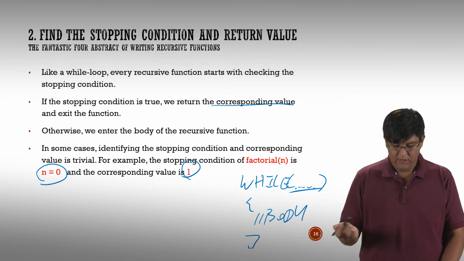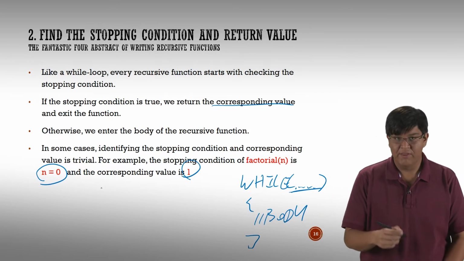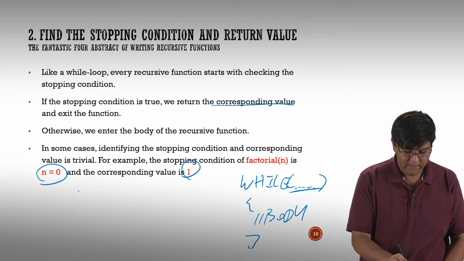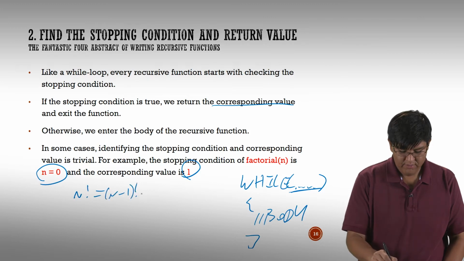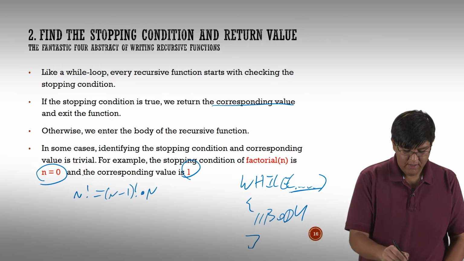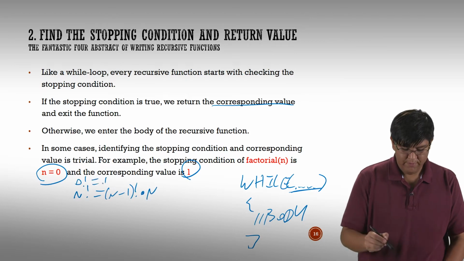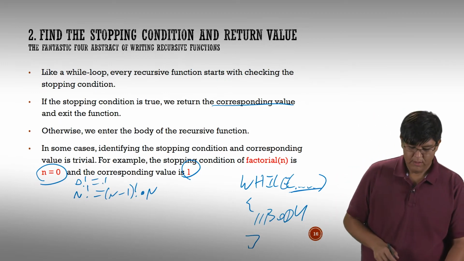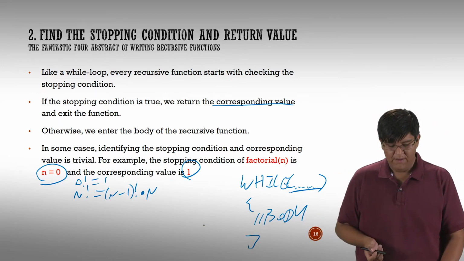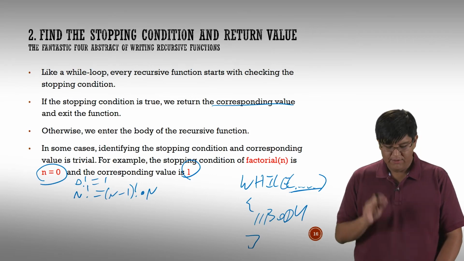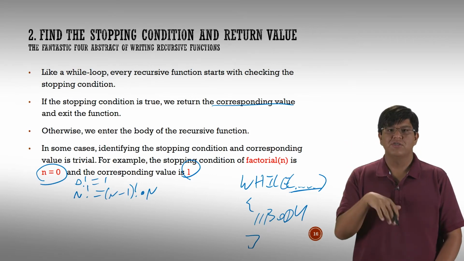This is also looking a little like, and I'll just draw this on the side for a second, the mathematical definition of a factorial. So n factorial equals n minus 1 factorial times n. And over here I should put 0 factorial equals 1. This is my definition of what factorial is in terms of math. So I've got my stopping condition and my return value.